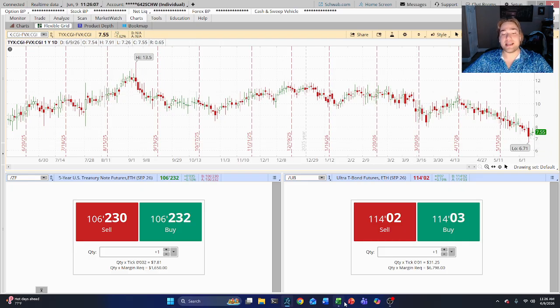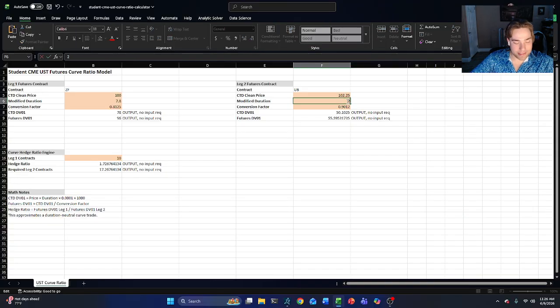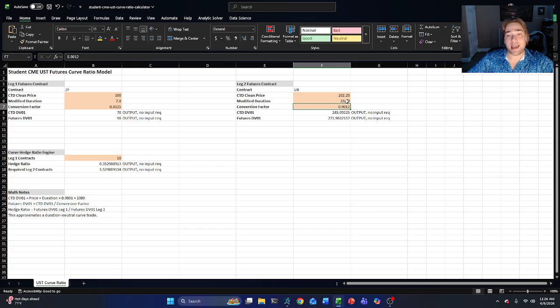So the first thing you're going to need is either an institutional or a proprietary ratio calculator. Now, this isn't actually indicative of the market cheapest to delivers. I'm just giving this as an example. So let's just say the CTD clean price on ZF is 100, its mod is 7.8, and its CF is 0.8125. The ultra bond is 102.25. Mod here, this is really inaccurate because I had data. Let's put the mod at about 23.97 and CF at 0.9012.